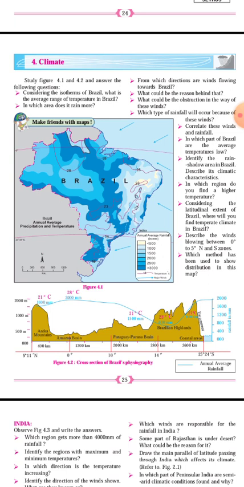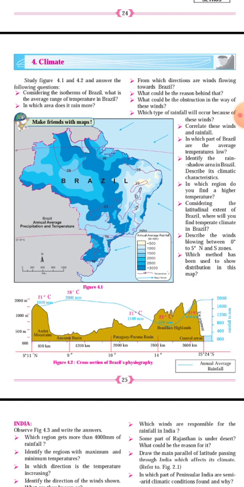In which area does it rain more? You know very well that the northern part of Brazil is occupied by the Amazon forest. That is the forest which receives maximum rainfall. So what will be your answer? Amazon river basin.